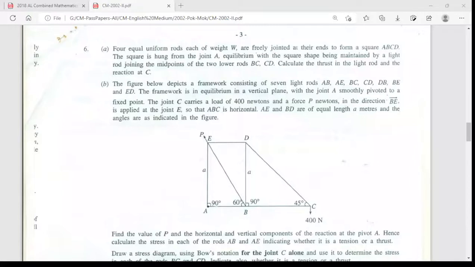By applying a light rod joining the midpoints of the lower rods. But the entire frame is hanging from joint A. Now you have to calculate the thrust in the light rod and the reaction at point C.